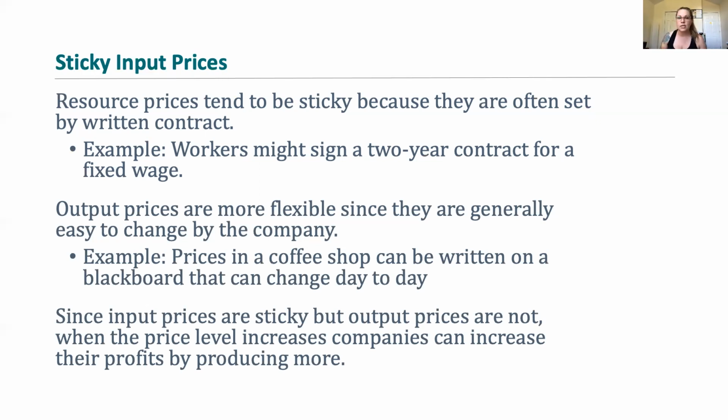So when price levels increase, companies experience that change as a constant input cost, but a change in their profitability. And if they're more profitable, they're going to increase output. If they're less profitable, they're going to decrease output.